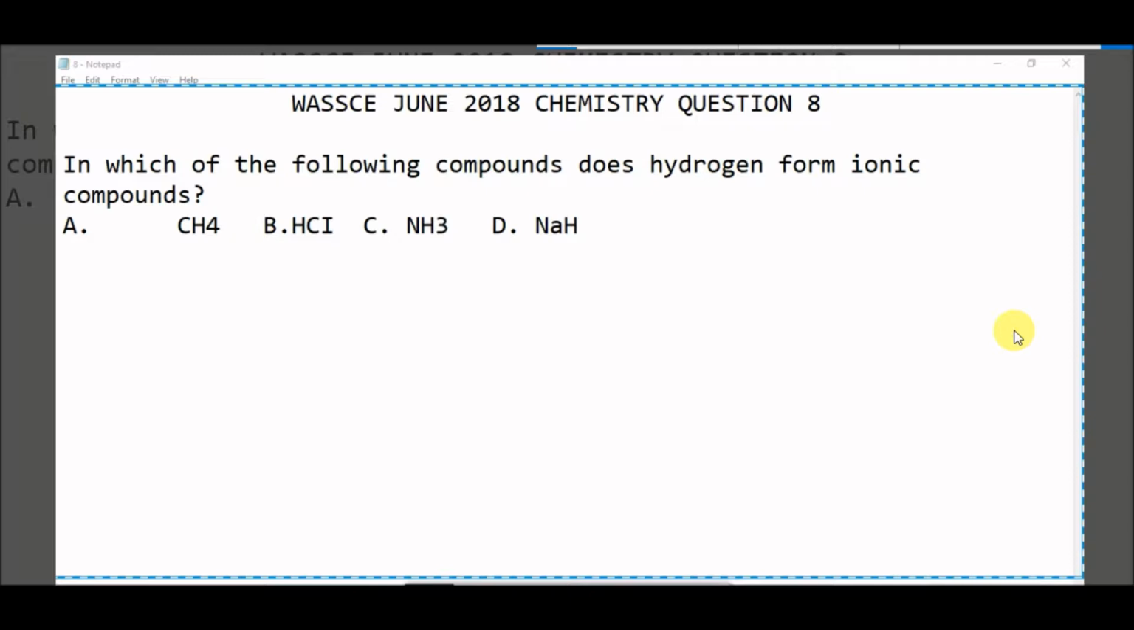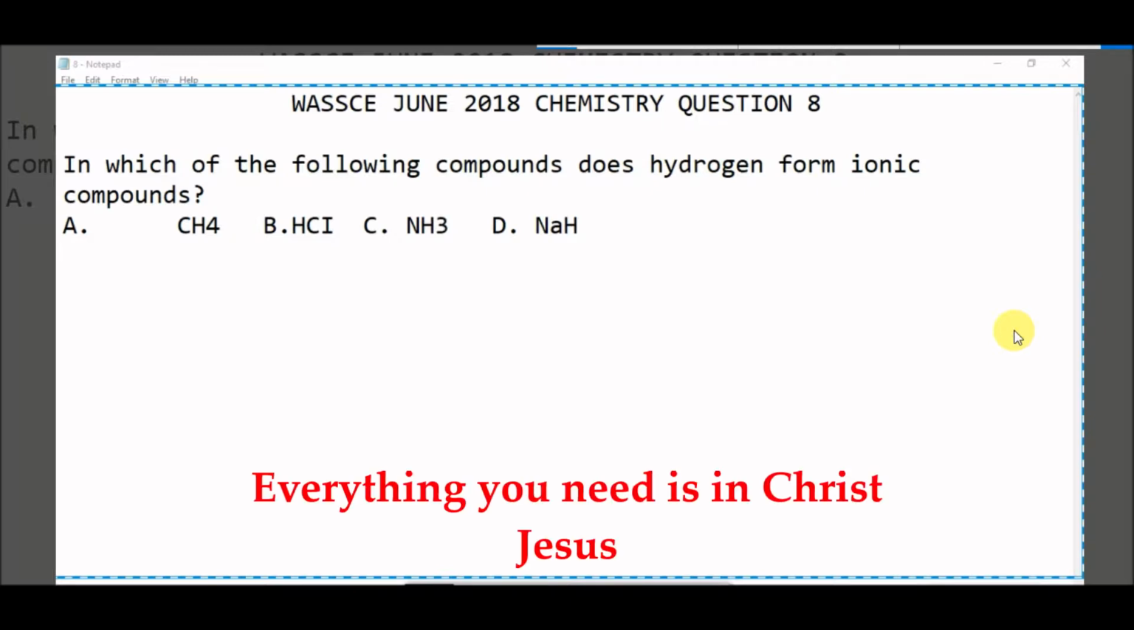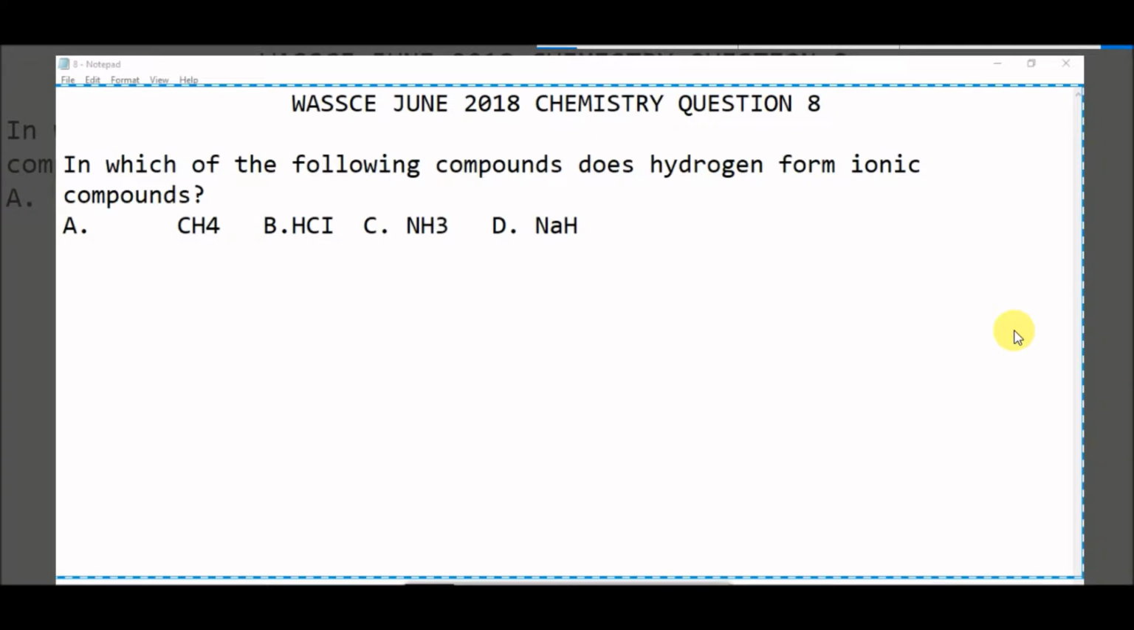A. CH4, B. HCl, C. NH3, D. NaH. So what is the answer? Is it methane as option A, or hydrogen chloride as option B, or ammonia as option C, or sodium hydride? In which of the following compounds does hydrogen form ionic compounds? So what is the answer to this problem?